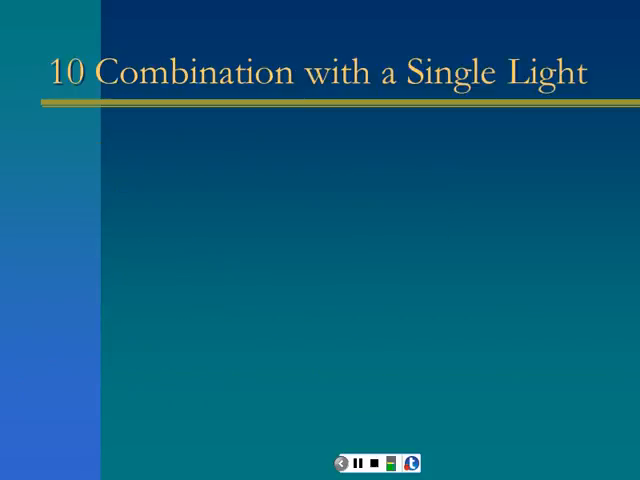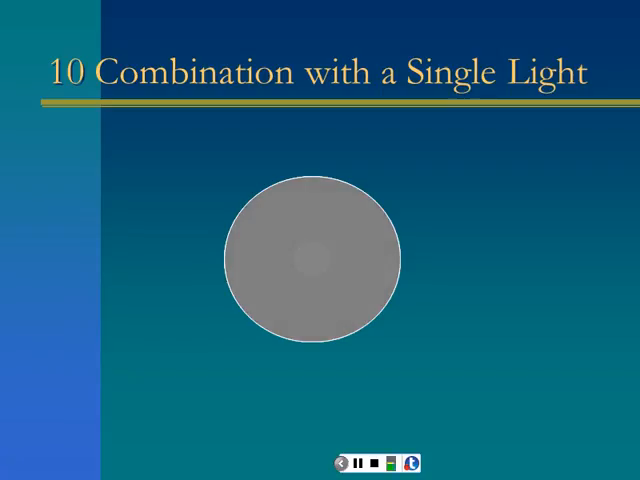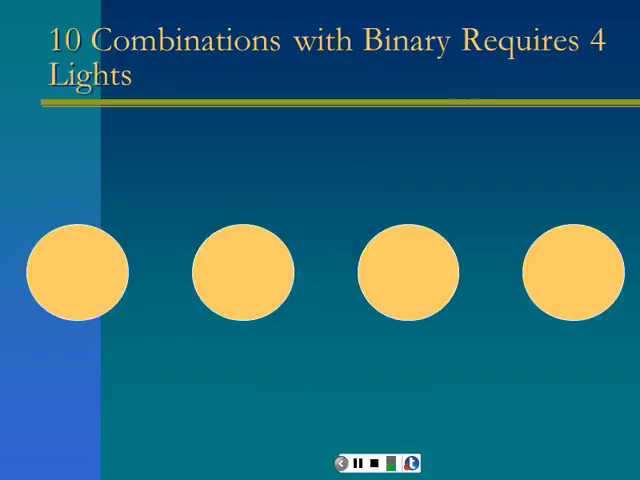With one single light, I can get a bunch of variations if I can have shades of gray. Are y'all with me? So here's my 10 combinations with shades of gray going up until we get to white. With binary, I have 4 lights, and this gets me 10 combinations. But I have to have all 4 lights to get that combination of 10. Y'all with me? Because I can only turn them on or off. And so I can turn them on and off and eventually get to 10.